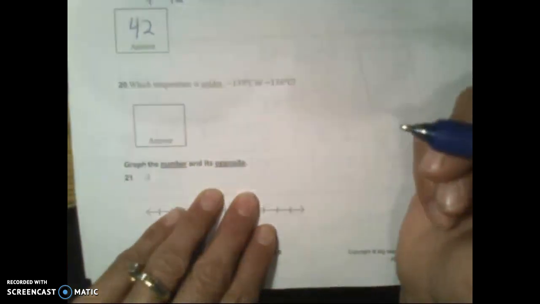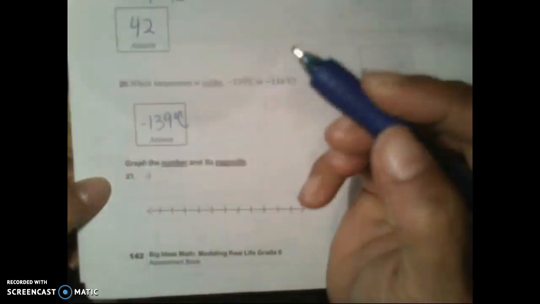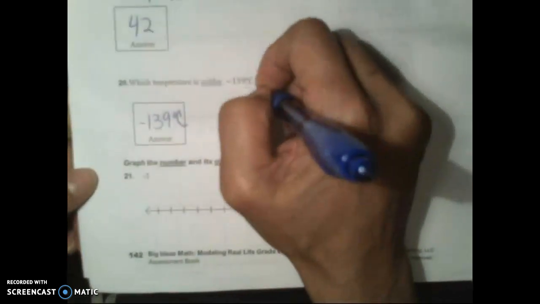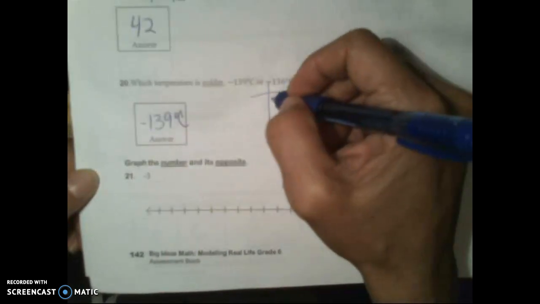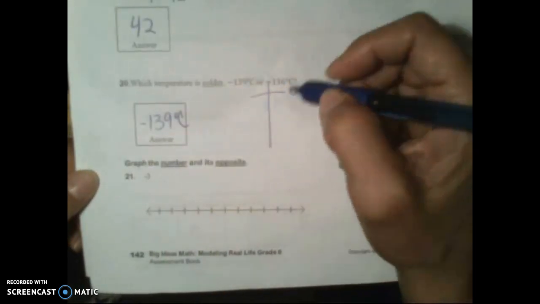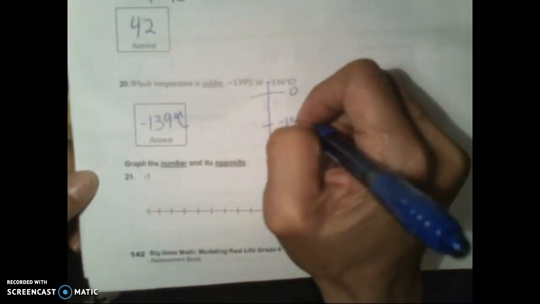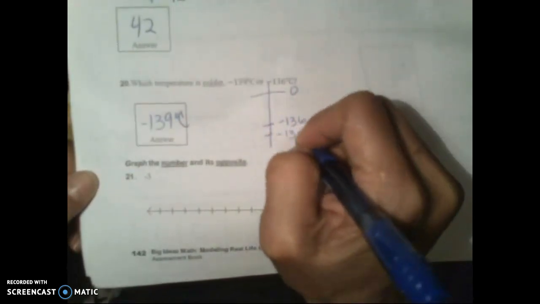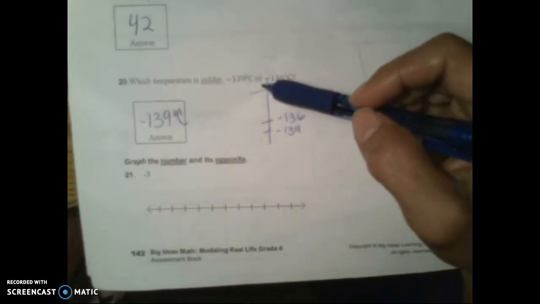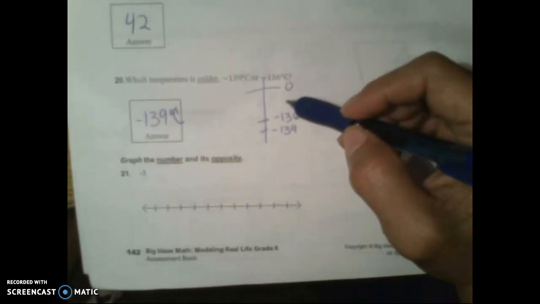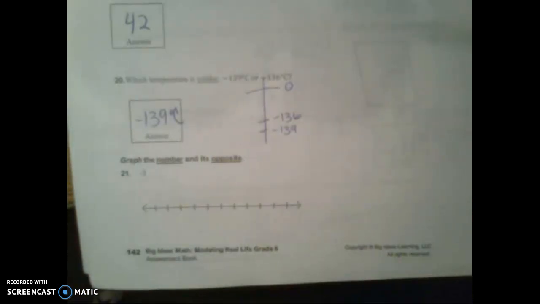Okay. Which temperature is colder? So negative 139 degrees Celsius or negative 136. It is negative 139 degrees Celsius. You're not sure? Draw a vertical number line, place your 0. The farther away, the colder it is. So think about if we had a snow day, so your negative 136 would be about here, and your negative 139 would be about here. Remember when it was negative 5 degrees, we didn't have a snow day, but then when it was negative 15 degrees, so the farther away it is from 0, the colder it is, then we would have a snow day.